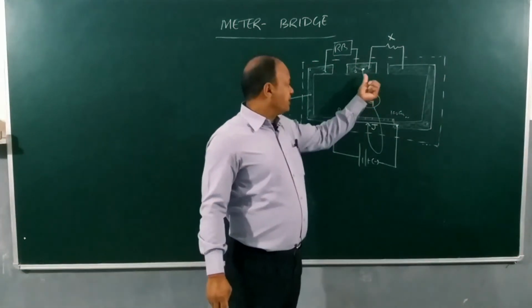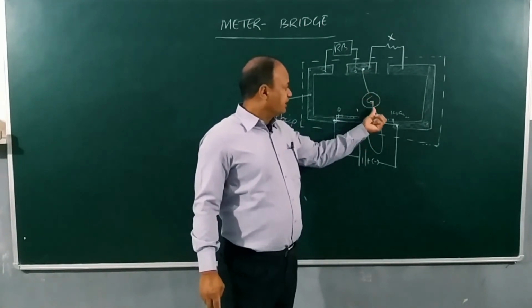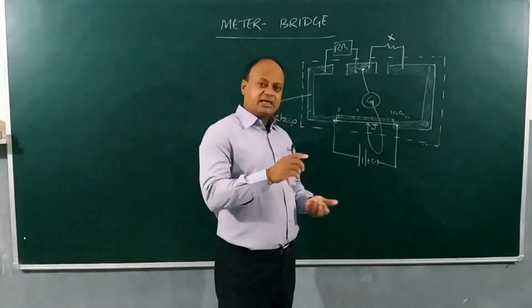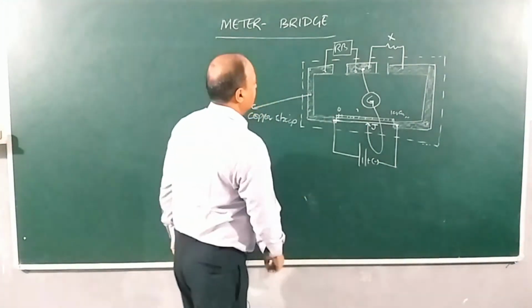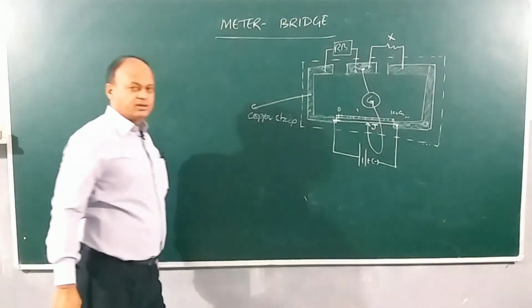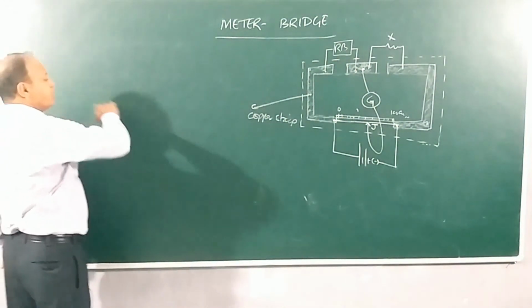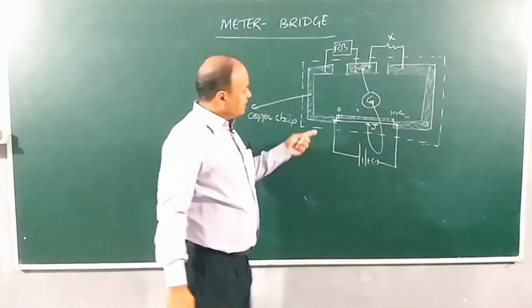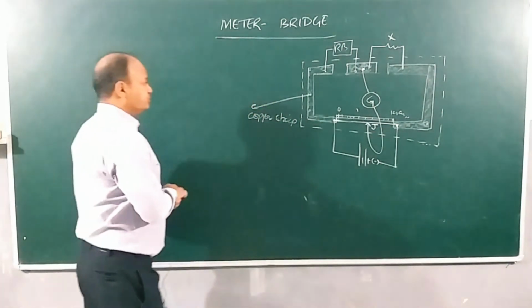Between the 2 smaller gaps, we have connected a galvanometer, and the other end of the galvanometer is connected to a jockey. It is a slide wire jockey. Actually, we can slide it like a pencil, and the whole arrangement is fitted on a wooden board, right? So, meter bridge. Why do we call it meter bridge? Because the length of this wire is exactly 1 meter. Clear?